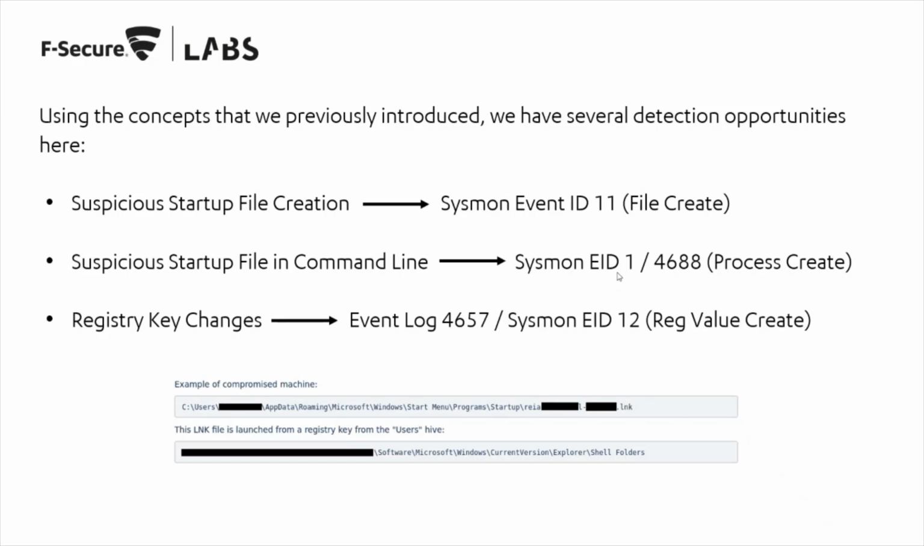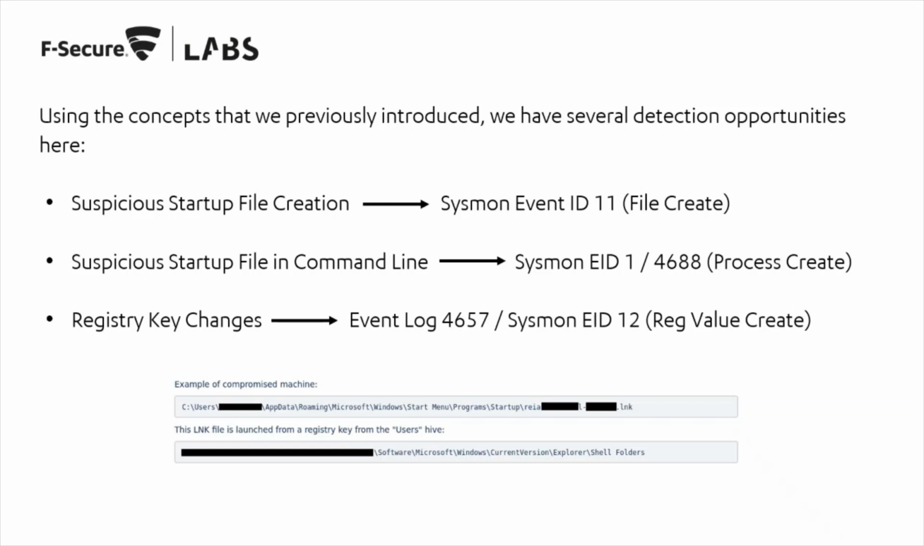If this is performed by the command line, the IDs change. Sysmon ID 1 and event log ID 4688 also point to process create. So we can check the name of the process, for example, and the command line arguments, and if that points to the startup folder, that in itself is enough to at least grant a quick look into it.